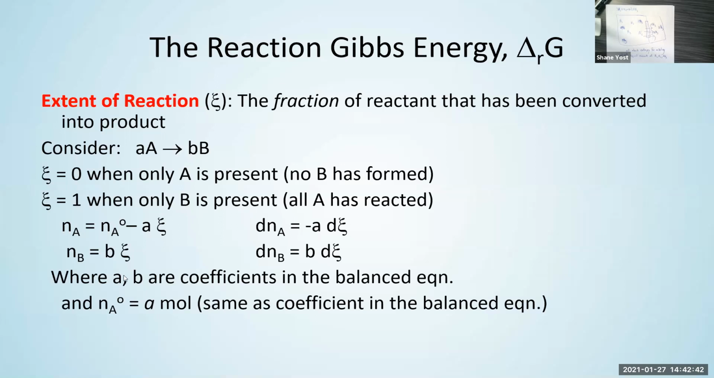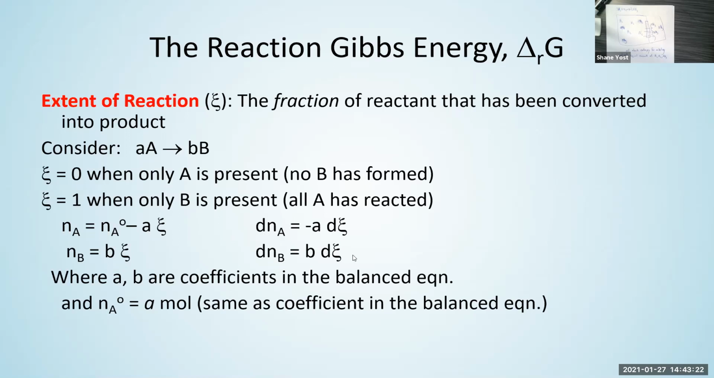So based off of that definition, I can calculate the number of moles at any given time in my reaction of A and the number of moles of B. The moles of A is the initial number of moles of A minus the extent of the reaction times the stoichiometric coefficient of A, and the moles of B is the initial moles of B plus the extent of the reaction times the stoichiometric coefficient of B. And if I think about the change in number of moles of A and of B with respect to the change in my extent of reaction, it gives me this relationship here: dnA equals minus a d eta, and dnB equals b d eta.